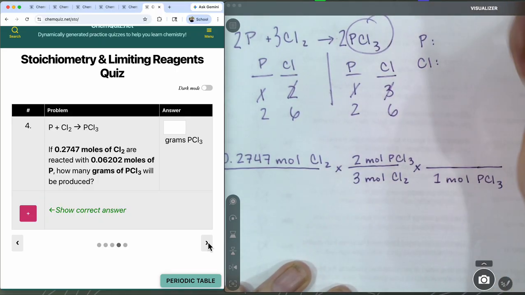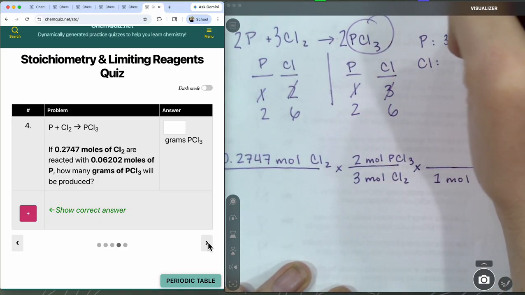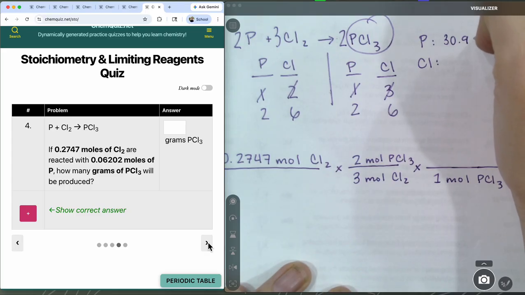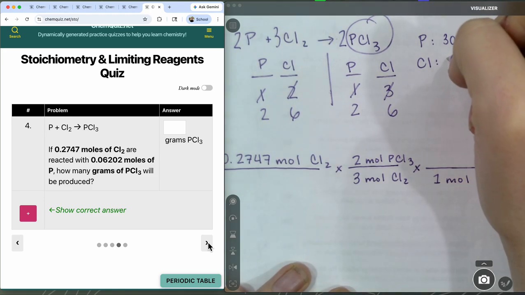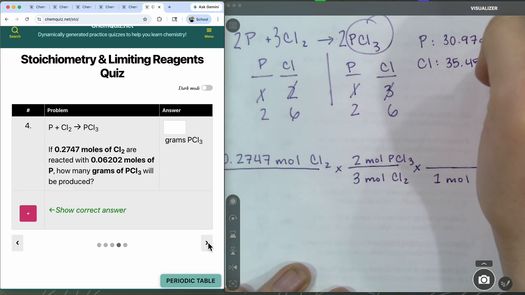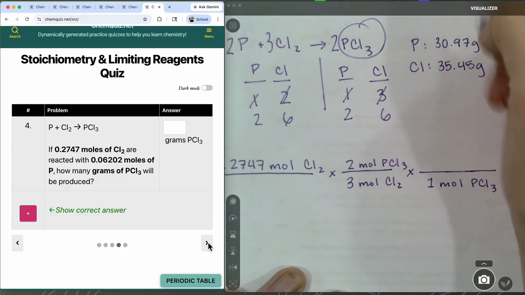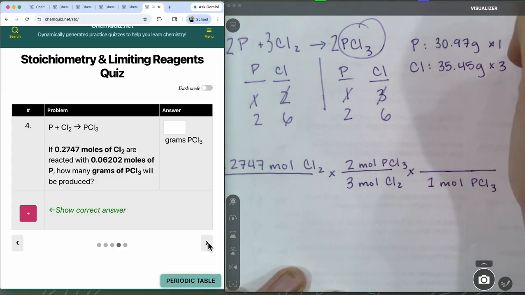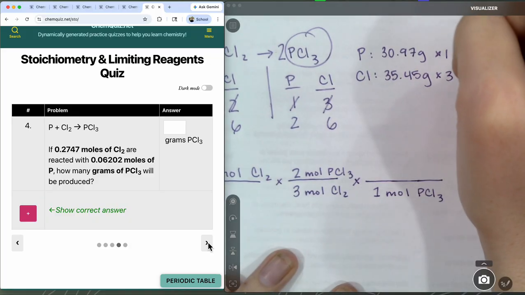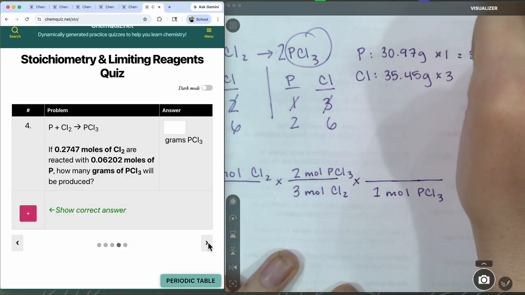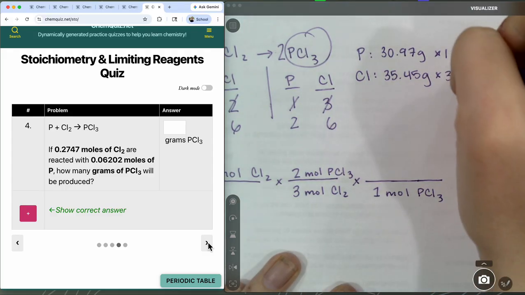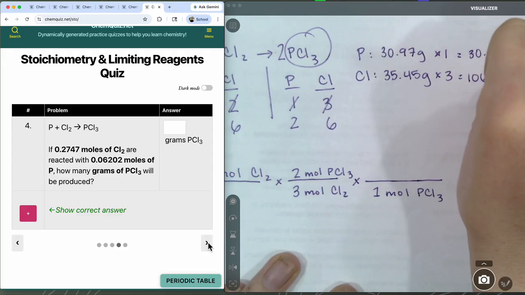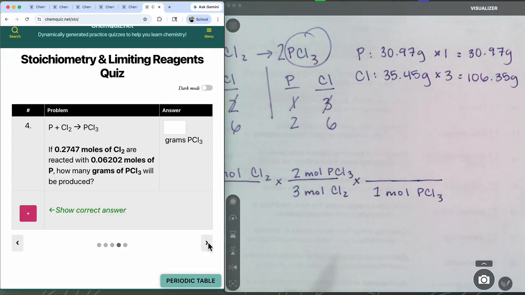So phosphorus weighs 30.97. Okay. And then chlorine is 35.45, but now we multiply it by 3. Right, we've only got 1 of the phosphorus, but we've got 3 of the chlorine. So we're going to multiply those and add it to 30.97. Okay, I got 137.32. And I got the same.